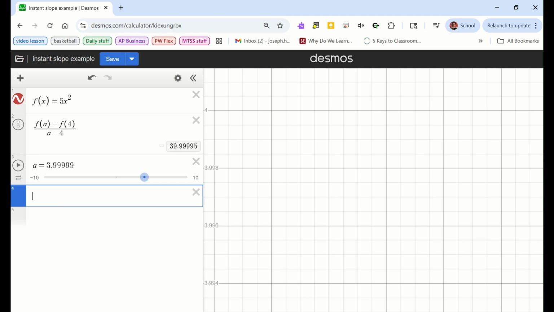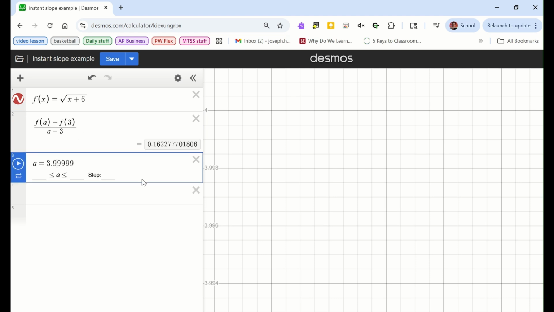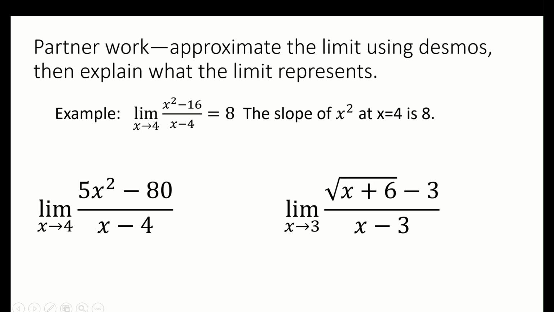Okay, I'm going to go ahead and change my function now. So we're going to change this to our square root x plus 6. And then I believe we were going to 3, right? So we're going to now let a be really close to 3. We have f of a minus f of 3 over a minus 3. When a gets really close to 3, our limit is approaching 0.16 repeating, which rounds to 0.167. Okay, so yeah, there we go. Hopefully you were able to get that as well.